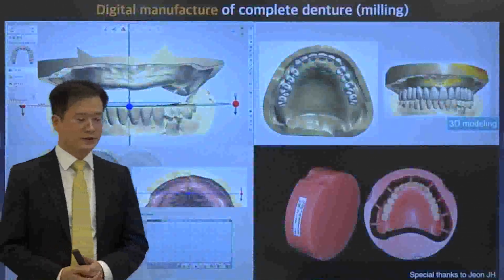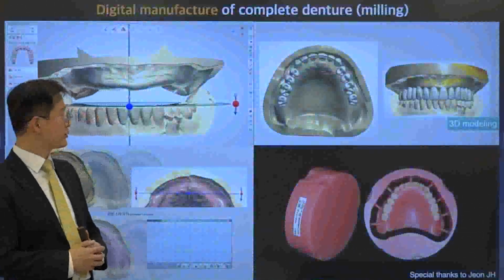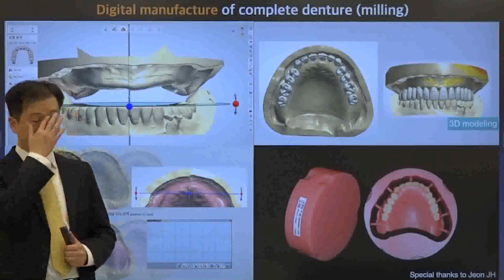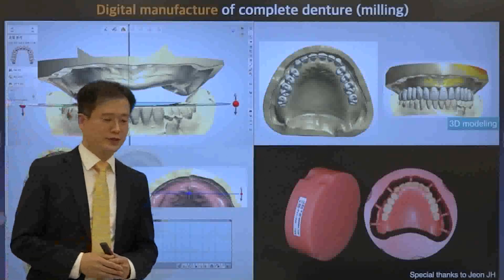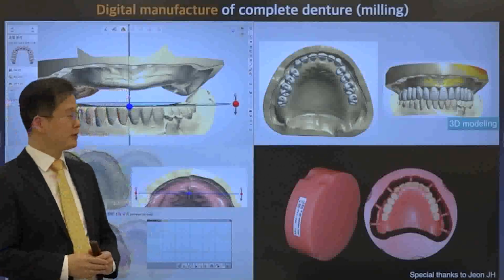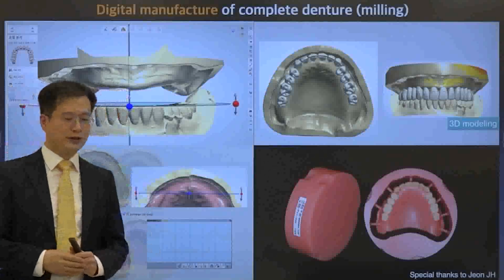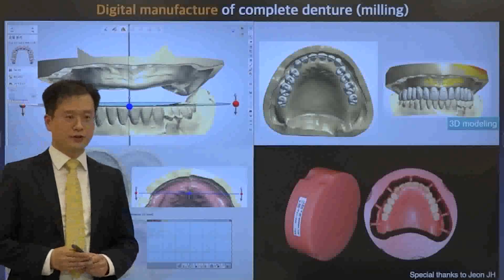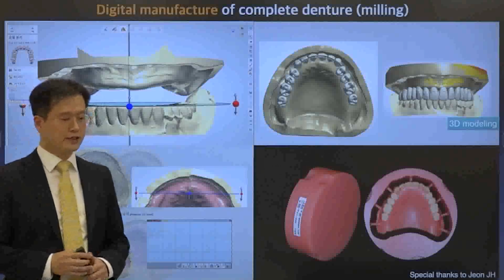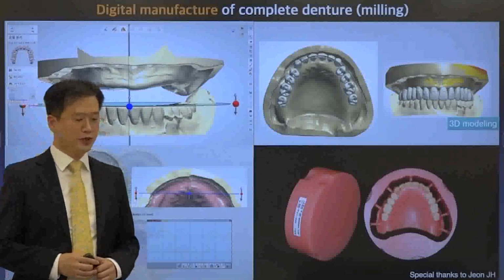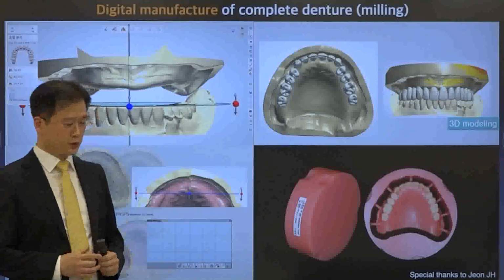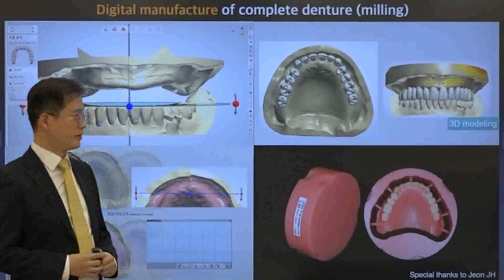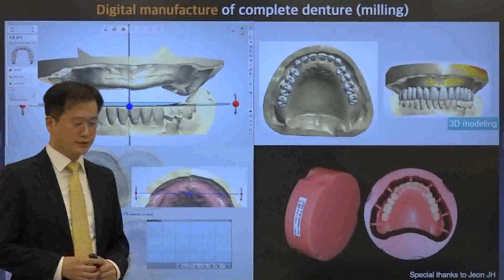These days, the discrepancy between virtual planning and the manufactured denture is decreasing. The complete denture per se can be directly milled. Some people might think that a 3D printed denture can be useful. However, the strength is still not enough. A denture produced by milling is much stronger than a 3D printed one. I will talk about it in later lessons.